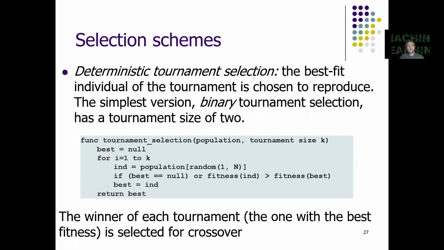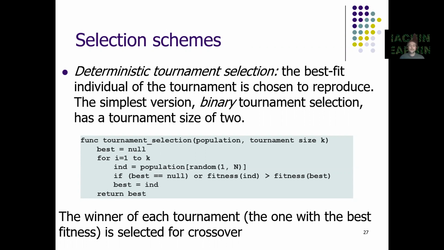That's another scheme. It's called deterministic tournament selection. The best fit individual of the tournament is chosen for reproduction. The simplest version is the binary tournament. So we have a tournament size of 2, and we compare 2 individuals. The best one is selected for reproduction.